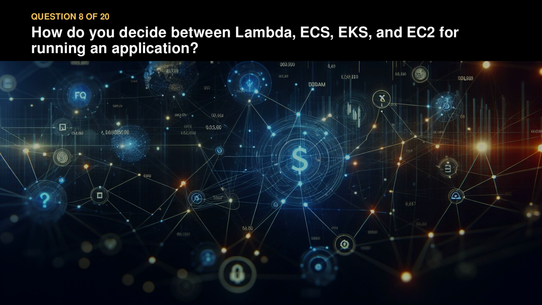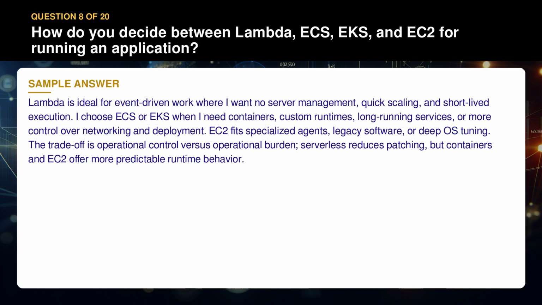Question 8. How do you decide between Lambda, ECS, EKS, and EC2 for running an application? Lambda is ideal for event-driven work where I want no server management, quick scaling, and short-lived execution. I choose ECS or EKS when I need containers, custom runtimes, long-running services, or more control over networking and deployment. EC2 fits specialized agents, legacy software, or deep OS tuning.